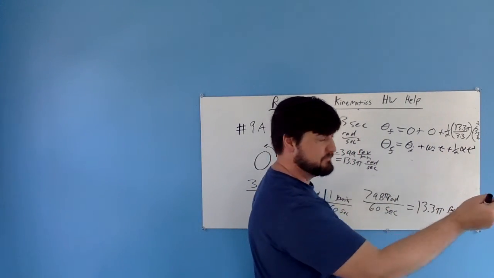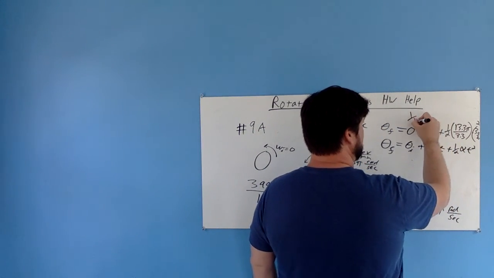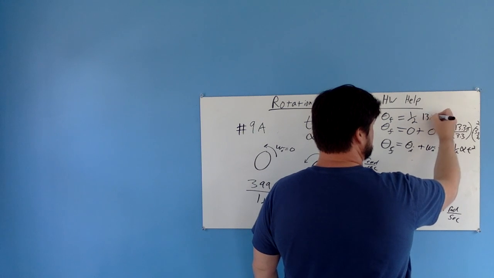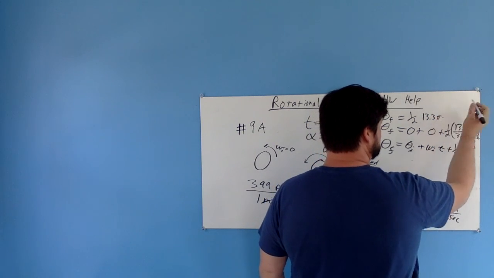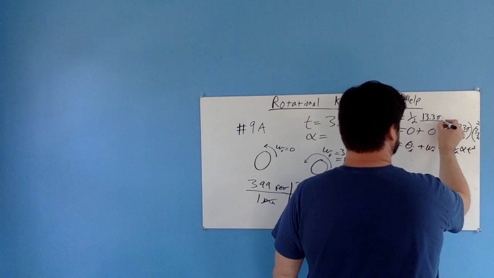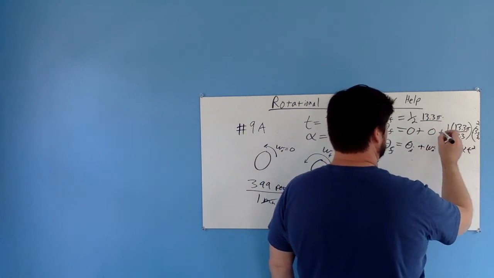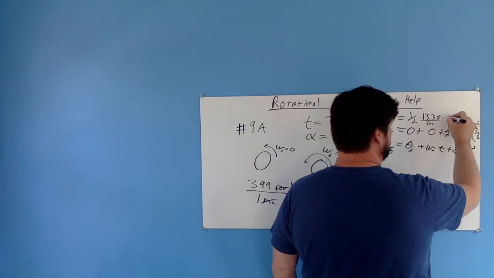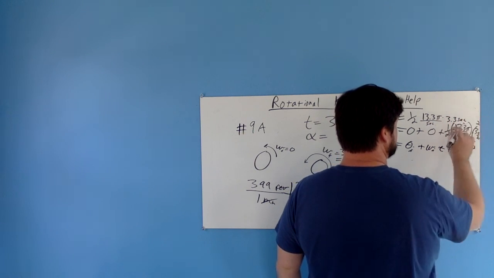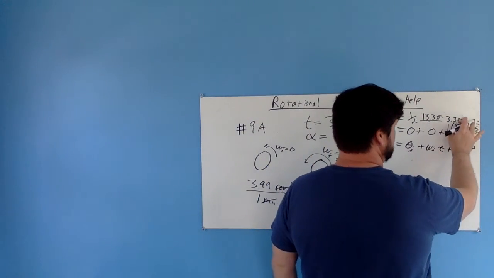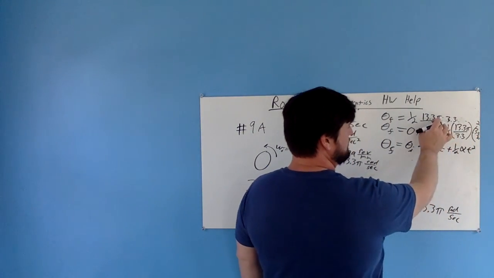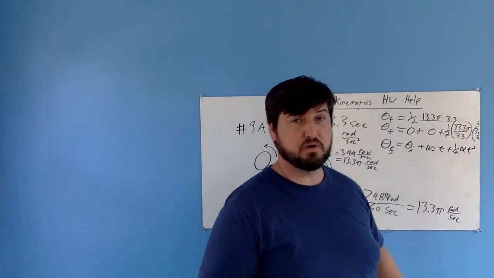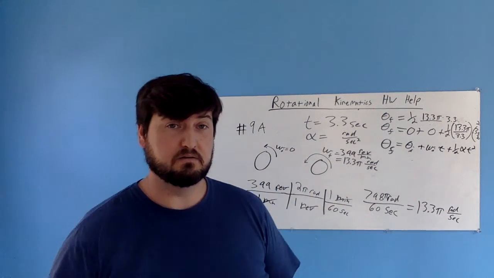3.3 times 3.3, right? So you'll end up with theta final is equal to 1/2 times 13.3 pi radians times, where seconds was squared, now it's just seconds, times 3.3 seconds, and now seconds will cancel out, so you'll end up with radians. So multiply that out, 1/2 times 13.3 pi times 3.3, you get your final position, and you're done, okay?